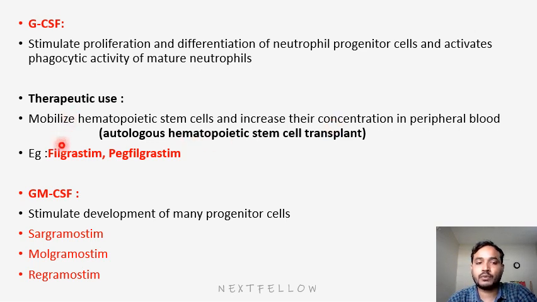Their examples are filgrastim and pegfilgrastim. These are MCQs. They can ask examples of GCSF, or they can ask, for autologous hematopoietic stem cell transplantation, which drugs are preferred? Filgrastim, pegfilgrastim.